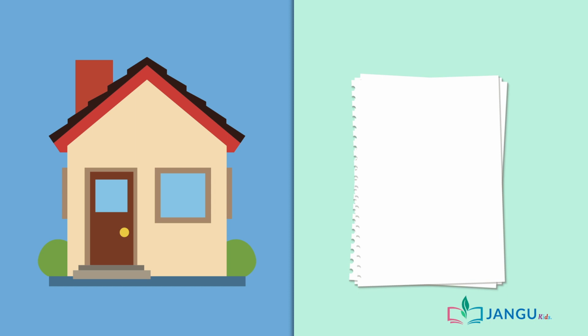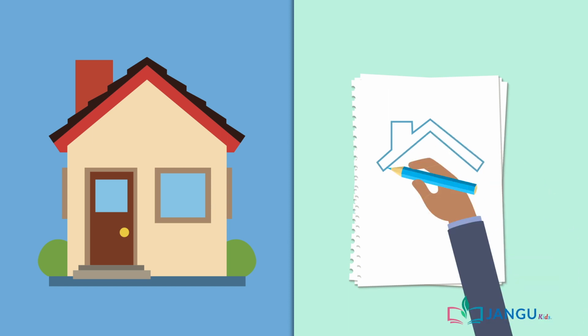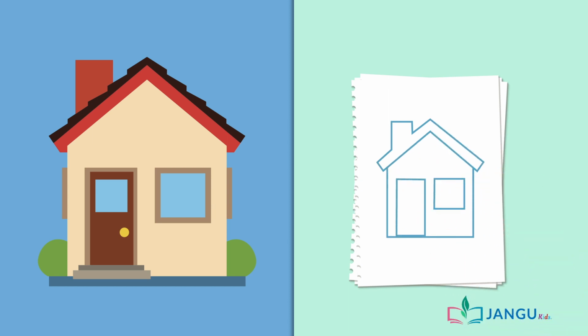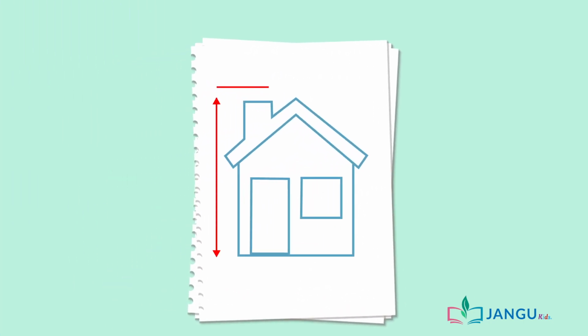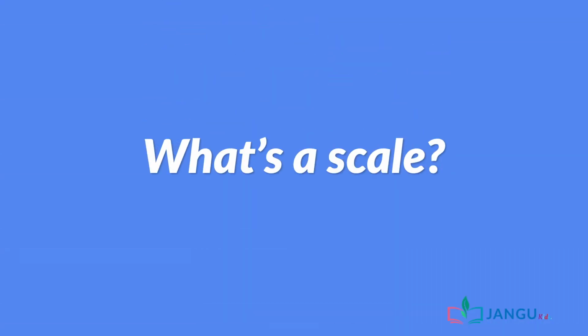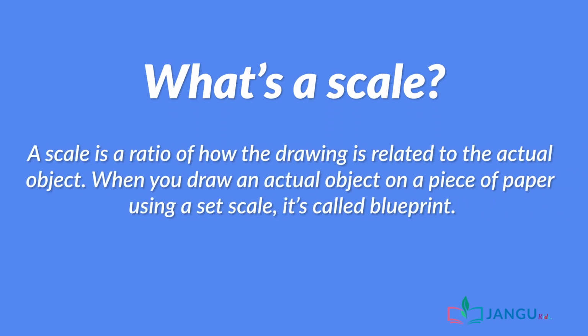So, when you reduce the size of an object, such as a house, to a specific size, it's called a scale drawing. Look at this example. This house can be drawn to a scale, which means we can reduce the actual size of the house according to a set scale. To draw a house to a scale, we need to specify the scale to which we want to draw. So, what's a scale? A scale is a ratio of how the drawing is related to the actual object. When you draw an actual object on a piece of paper using a set scale, it's called a blueprint.